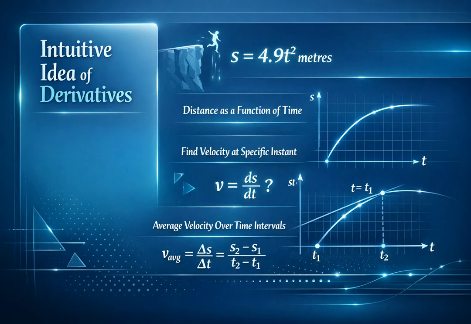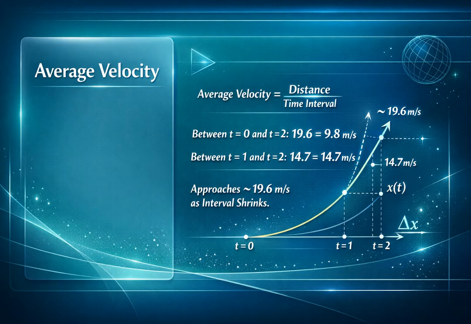We want to find the velocity at exactly t equals 2 seconds. How do we find velocity at a single instant? We use average velocities over smaller and smaller time intervals. Average velocity equals distance traveled divided by time interval.